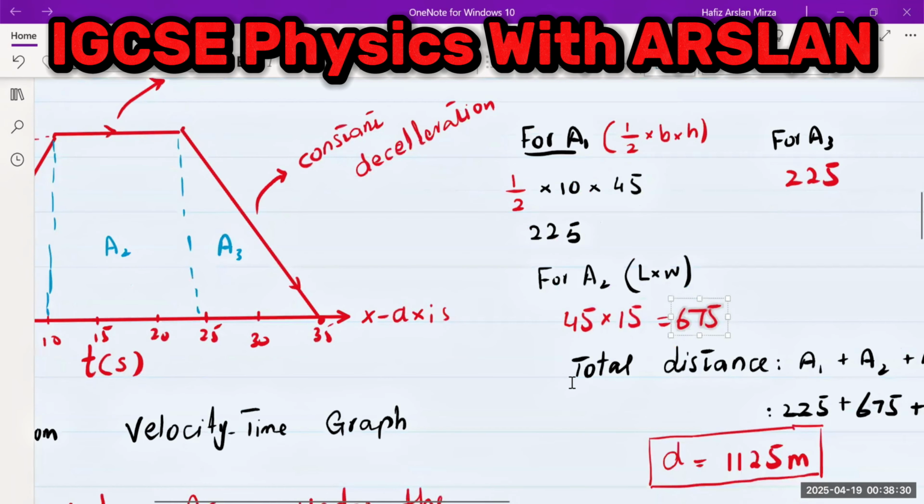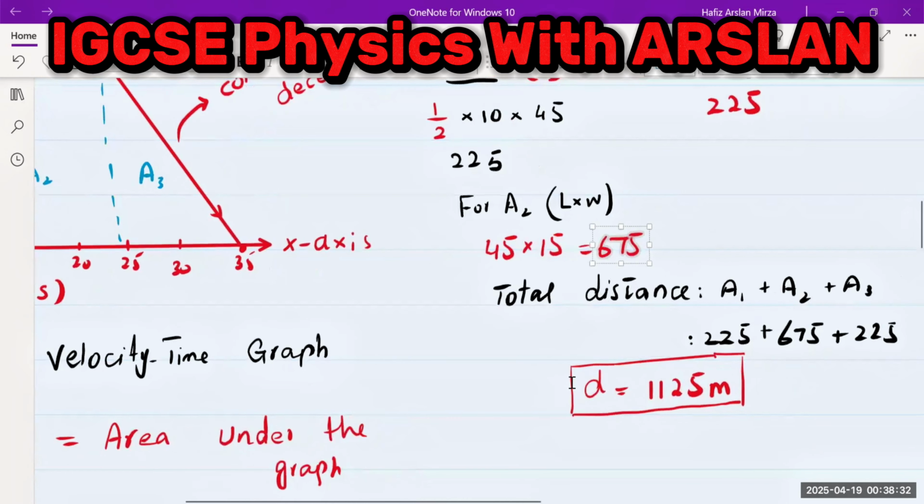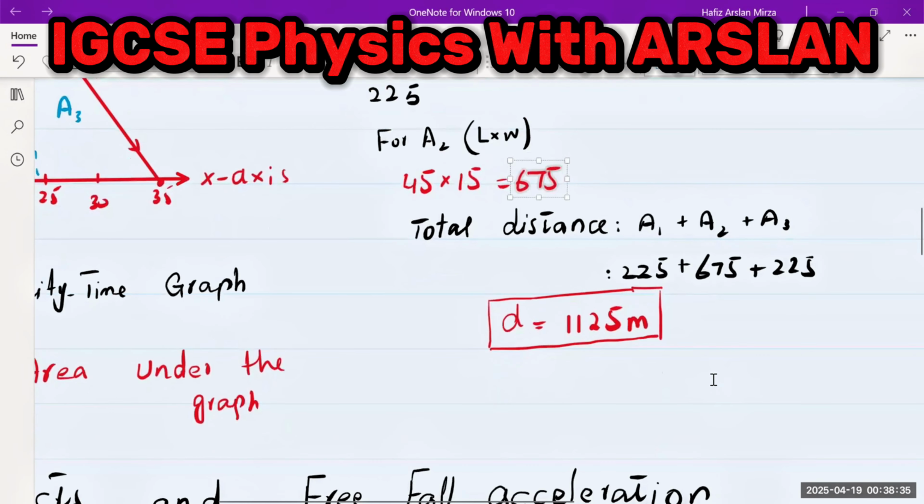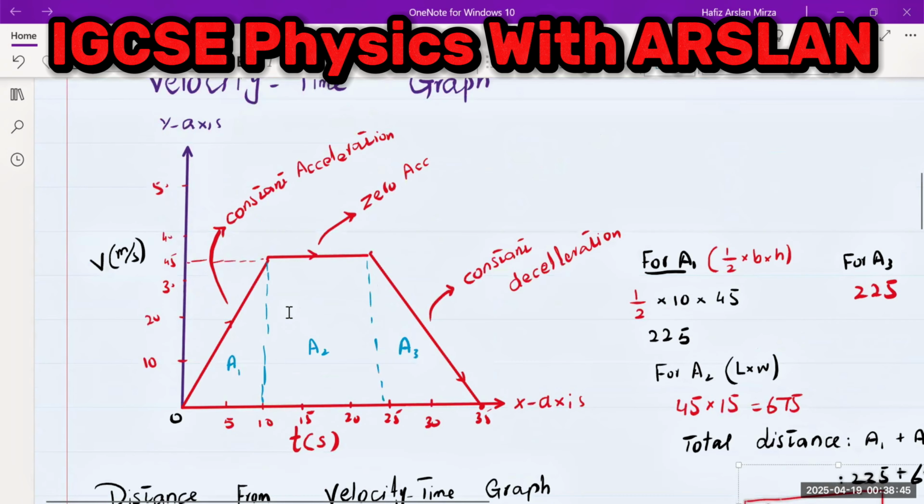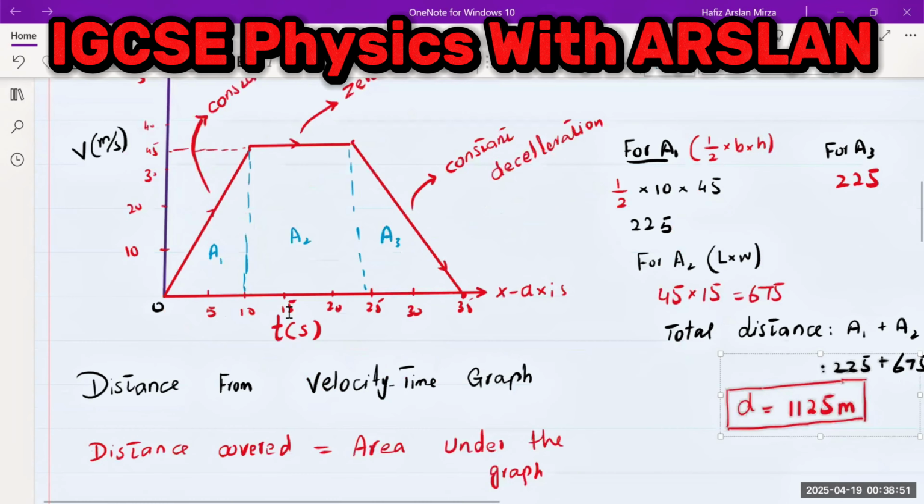So now we will add all the areas, and we'll get the total distance traveled by the object, that is 1125 meters. Meters is the unit of the distance traveled. So that's why the speed-time graph or velocity-time graph is important. We can find the acceleration and we can find the distance from this graph.